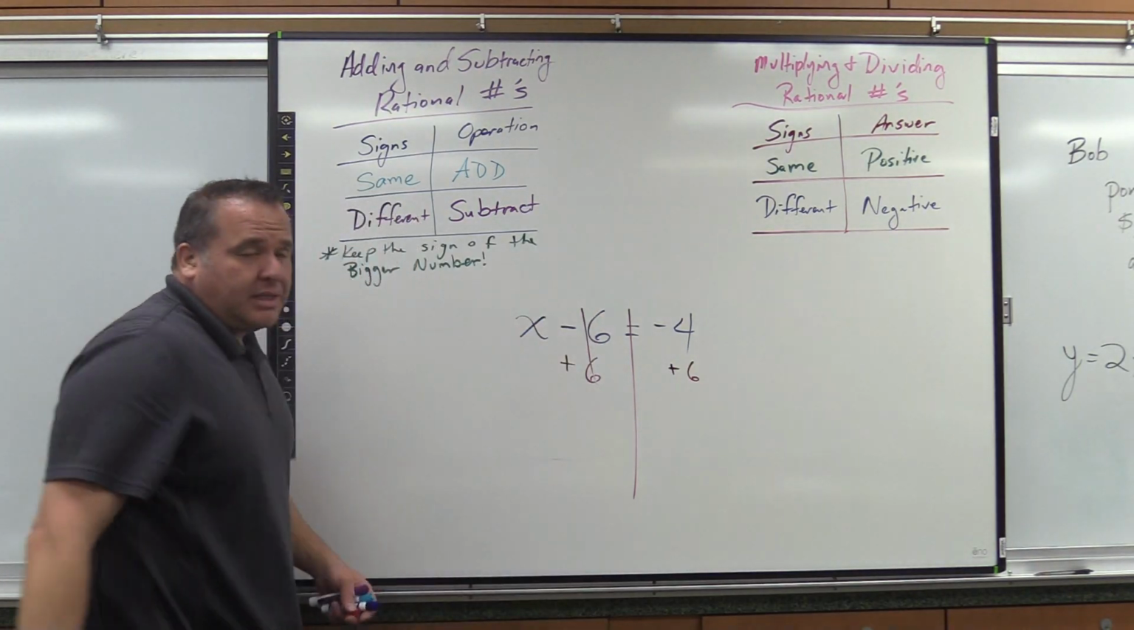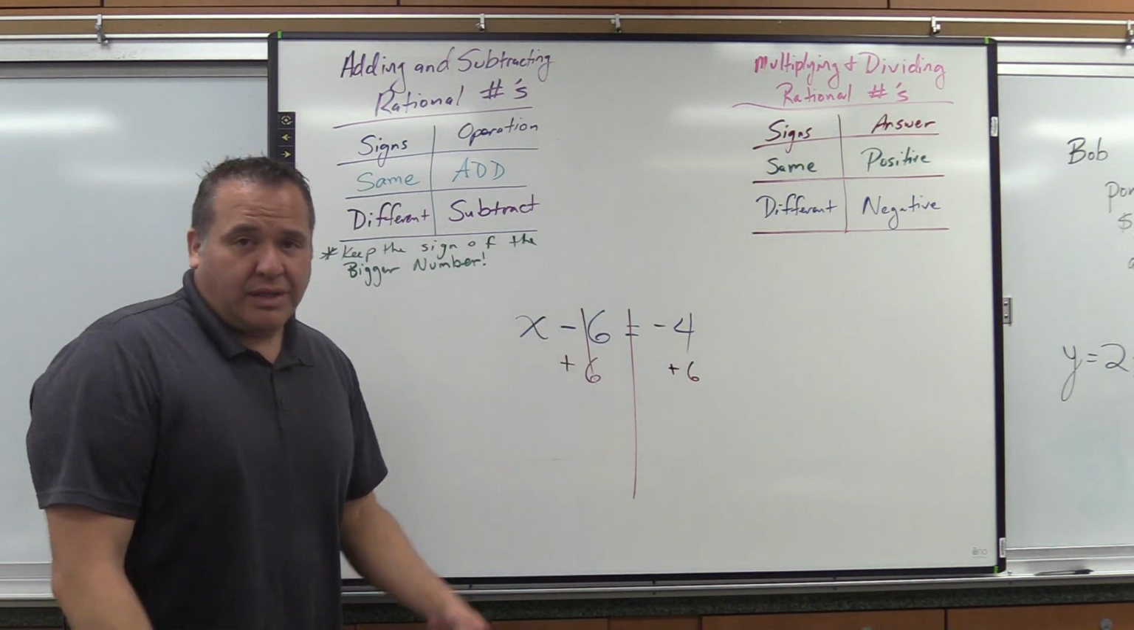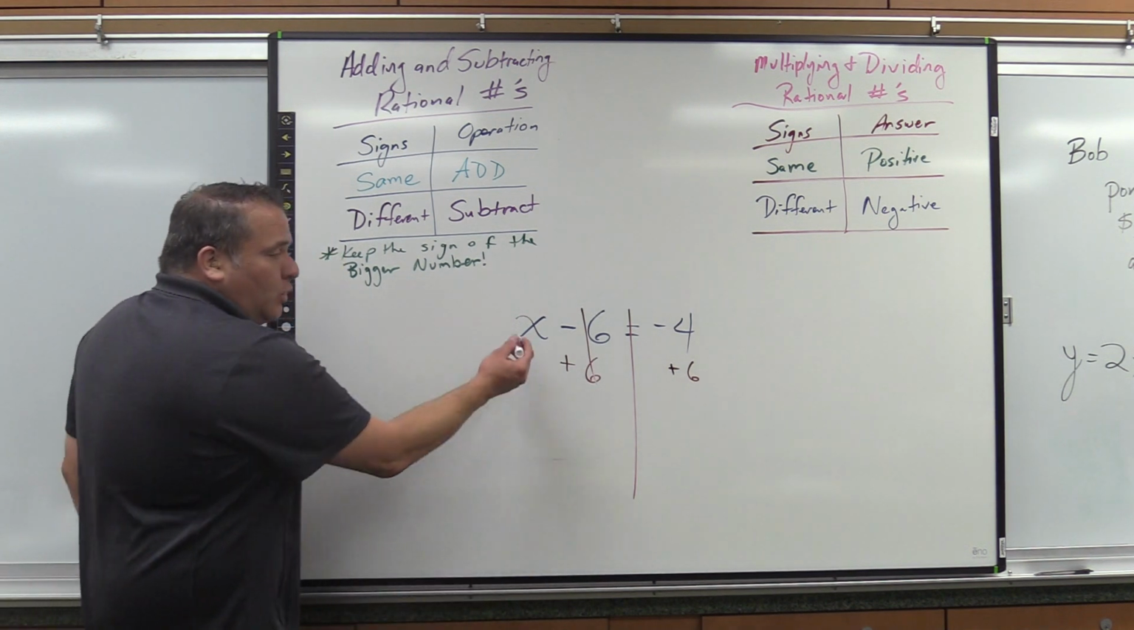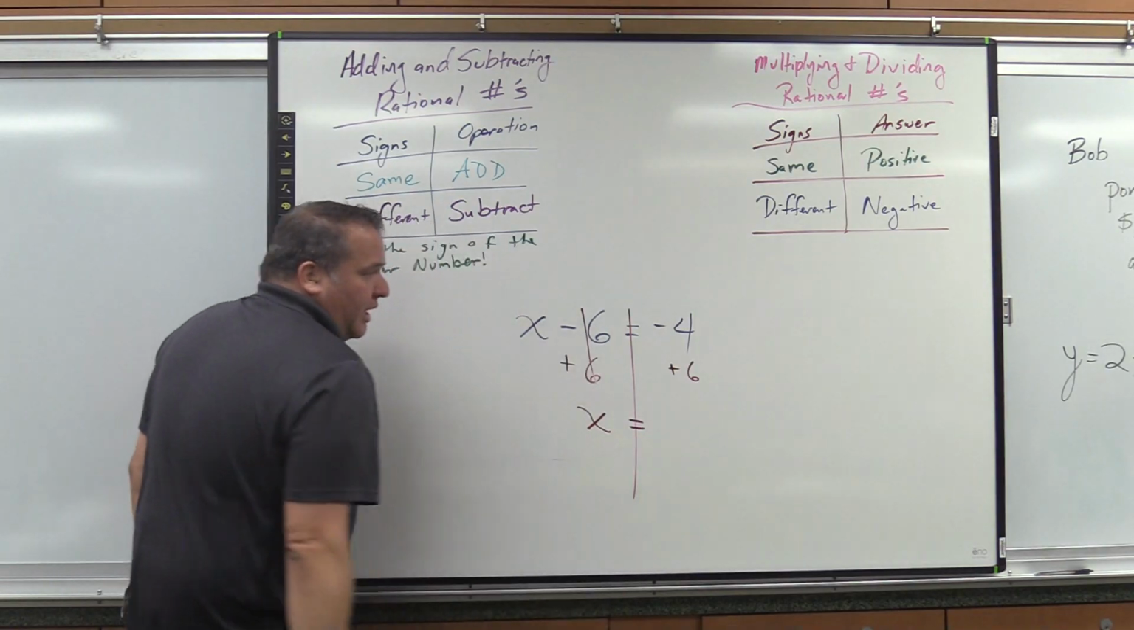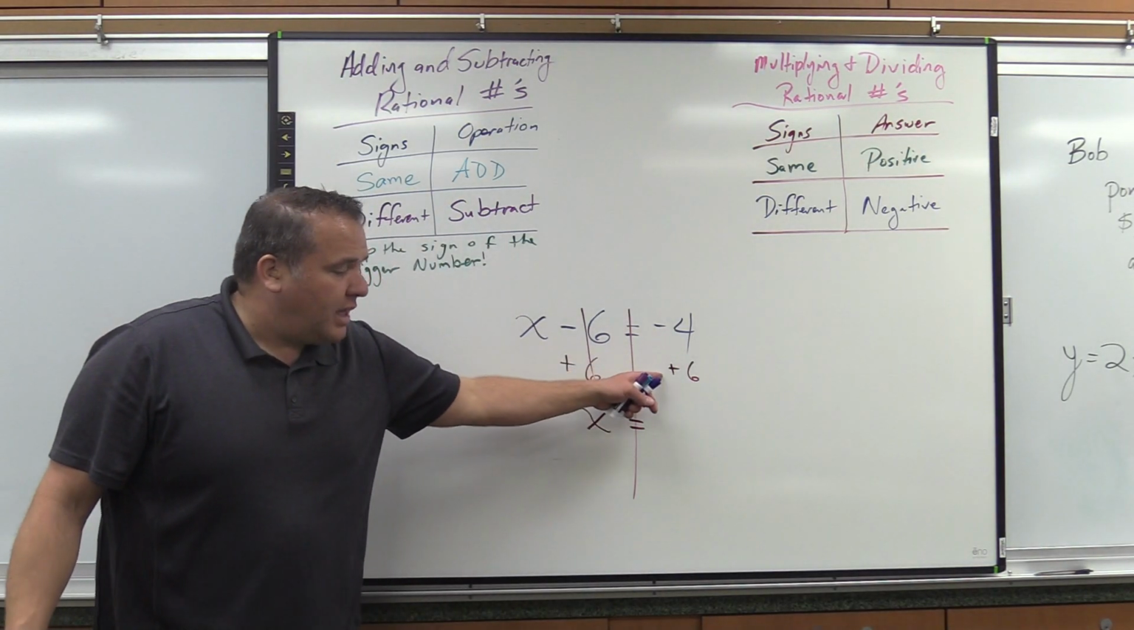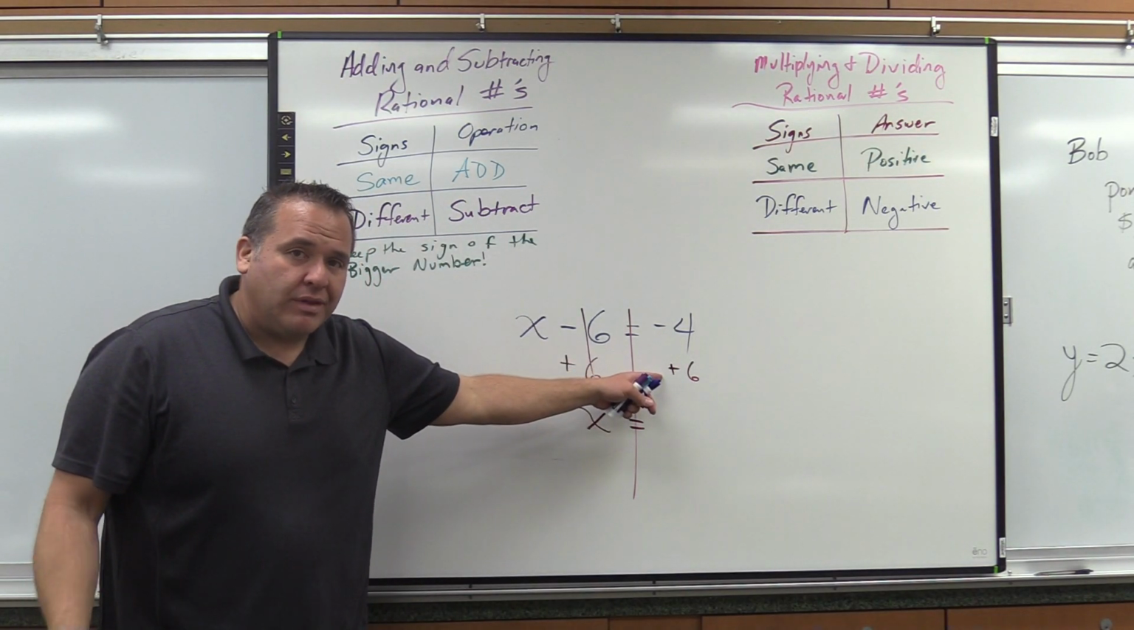So -6 and 6, once again, that's 0. So those are going to cancel out. On the left side, we're left with the x, because that's still there. We put the equal sign. Now look at these two signs here. Are they the same or are they different? They're different.